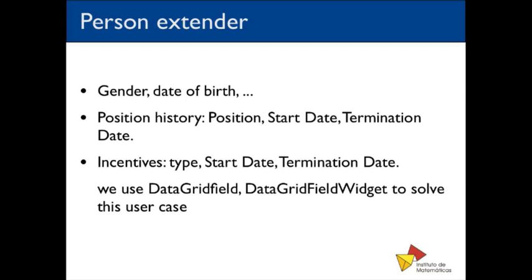Also, there are incentives that they receive each year, each 5 years, and we also need to keep track of that information. So we are using the data grid field and data grid field widget to manage these history types. I don't know if that's the best way of doing it, or there should be another way, but that's the way we're doing it now.